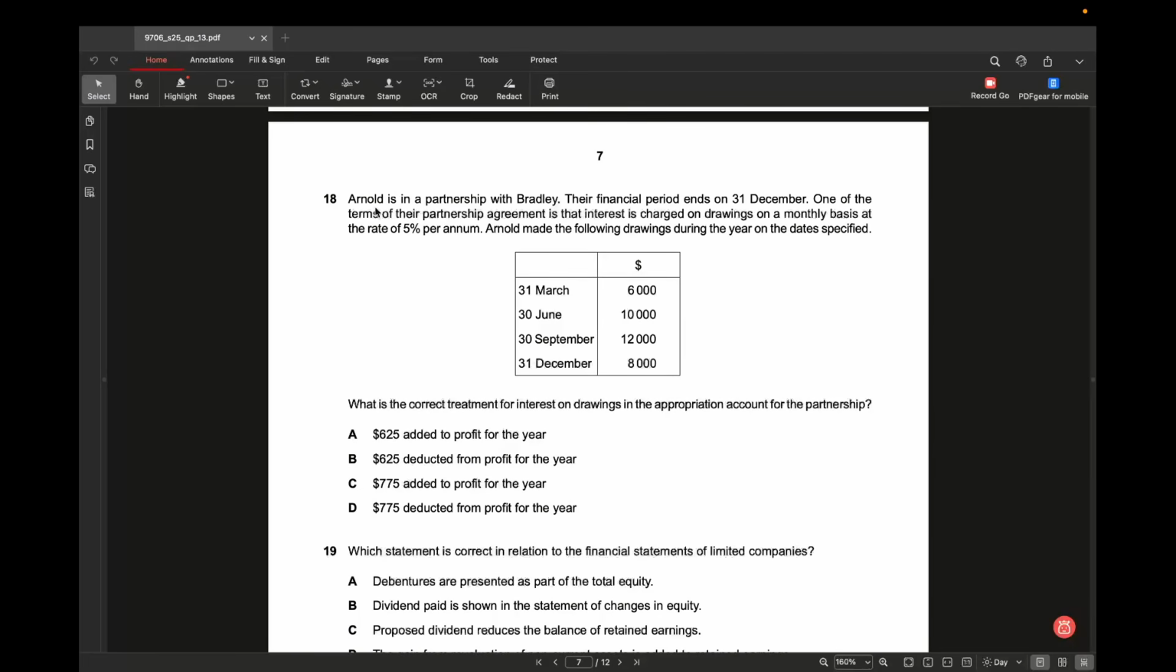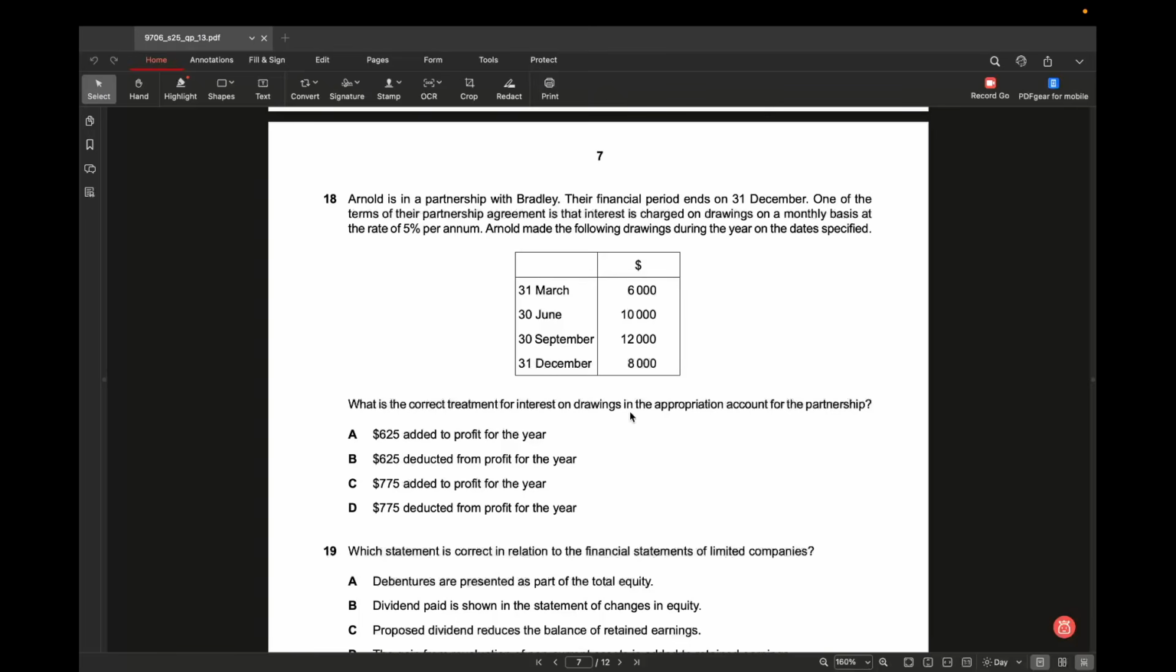18. Okay, Arnold is in a partnership with Bradley. Their financial period ends on 31st December. One of the terms of their partnership agreement is that interest is charged on drawings on monthly basis at the rate of 5% per annum. Arnold made the following drawings during the year on the date specified: 31st March 6,000, 30th June 10,000, 30th September 12,000, and 31st December 8,000. What was the correct treatment of interest on drawings in the appropriation account for the partnership?